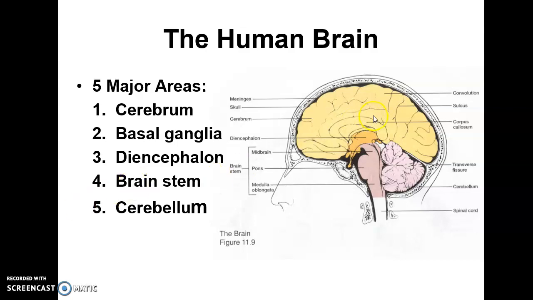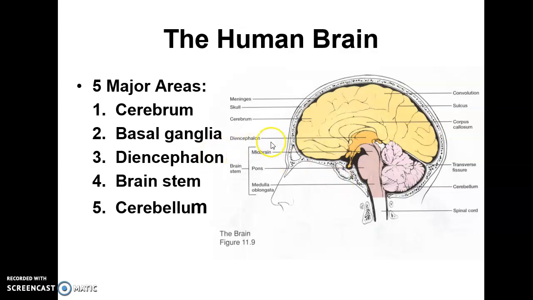So as you can see here, this is an image of the human brain, and the human brain is arguably the most interesting part of the human body because we know so little about it, and it seems to be capable of way more than we'll ever really fully understand. But we'll do our best, right? So let's get rolling here.